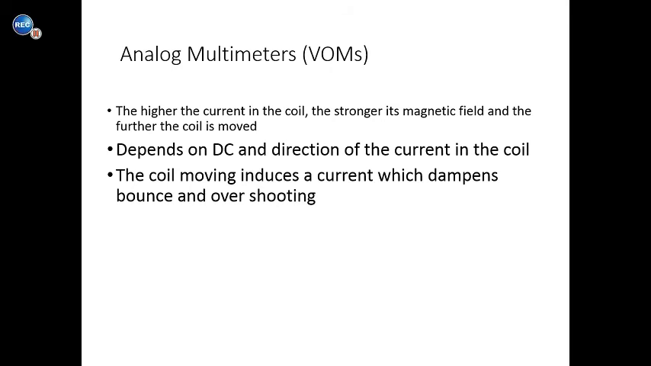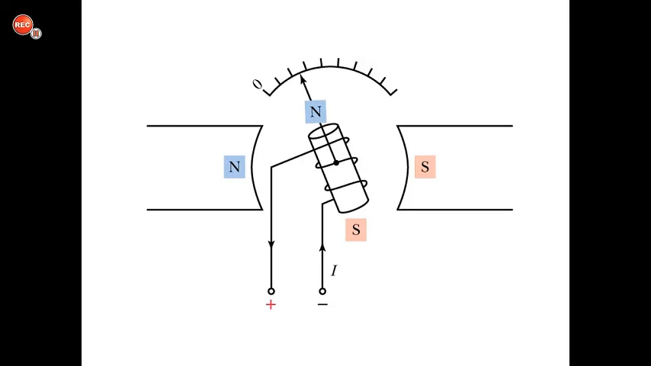The coil moving induces a current which dampens bounce or overshooting. What that means is that as the current passes through the coil, we set up a magnetic field, and the coil wants to start to rotate. As the coil rotates, the turns of the coil cut the magnetic field, which induces a counter voltage, which slows the flow of the current, and therefore the needle of the meter does not overshoot and then bounce until it finally settles on some value. So as the needle moves, that counter EMF dampens out any bounce, and the needle makes a nice smooth action.